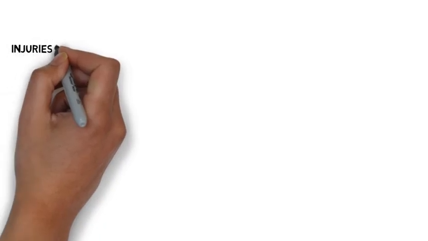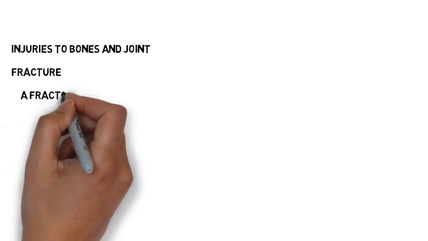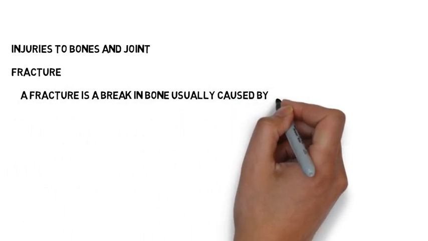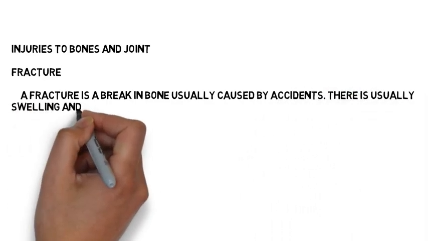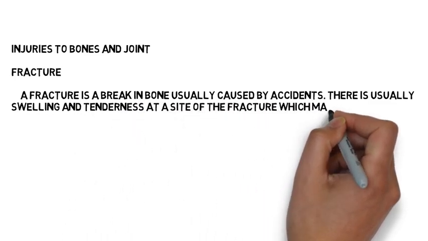Injuries to bones and joints. 1. Fracture. A fracture is a break in a bone, usually caused by accident. There is usually swelling and tenderness at the site of the fracture, which may be external or internal.